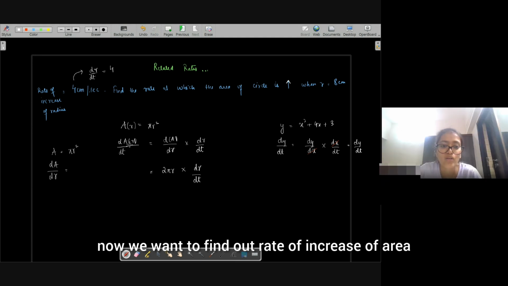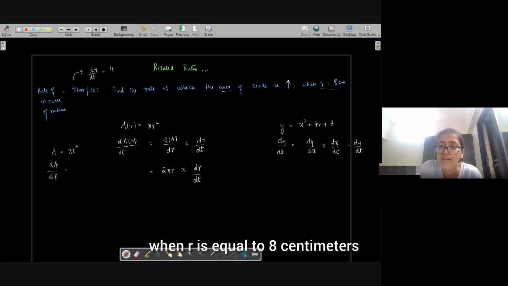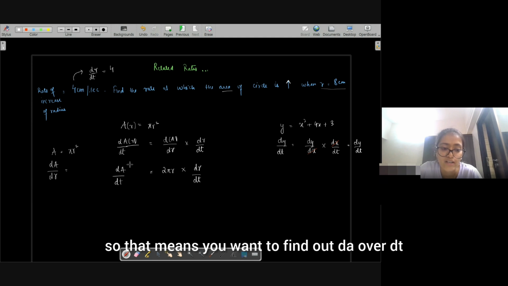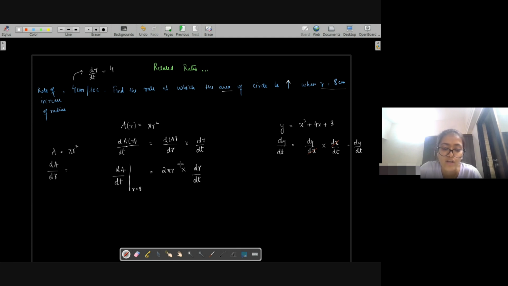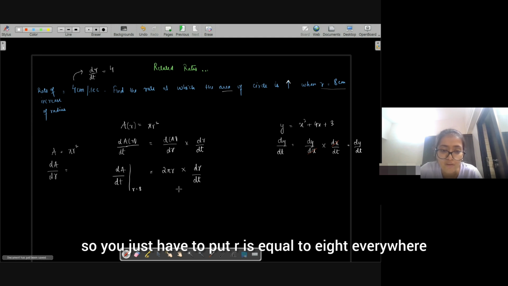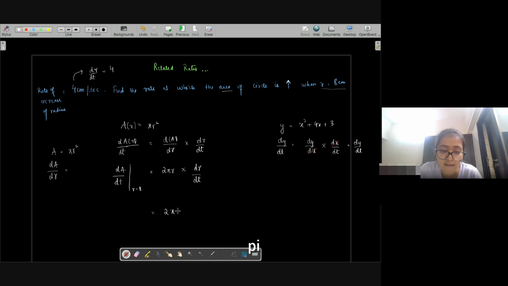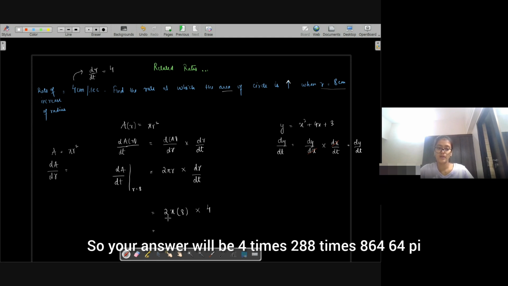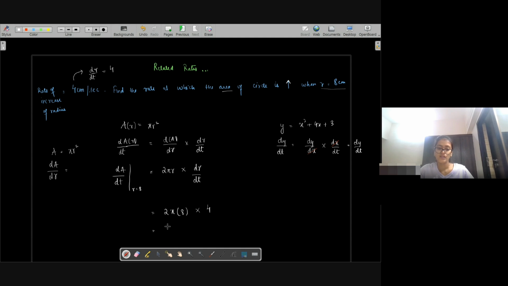Now we want to find out the rate of increase of area when r is equal to 8 centimeters. That means you want to find dA over dt when r is equal to 8. So you just put r equals 8 everywhere. So 2 pi, r is 8, and dr over dt is given as 4. So your answer will be 4 times 2, 8, 8 times 8, 64 pi. What will be the units?